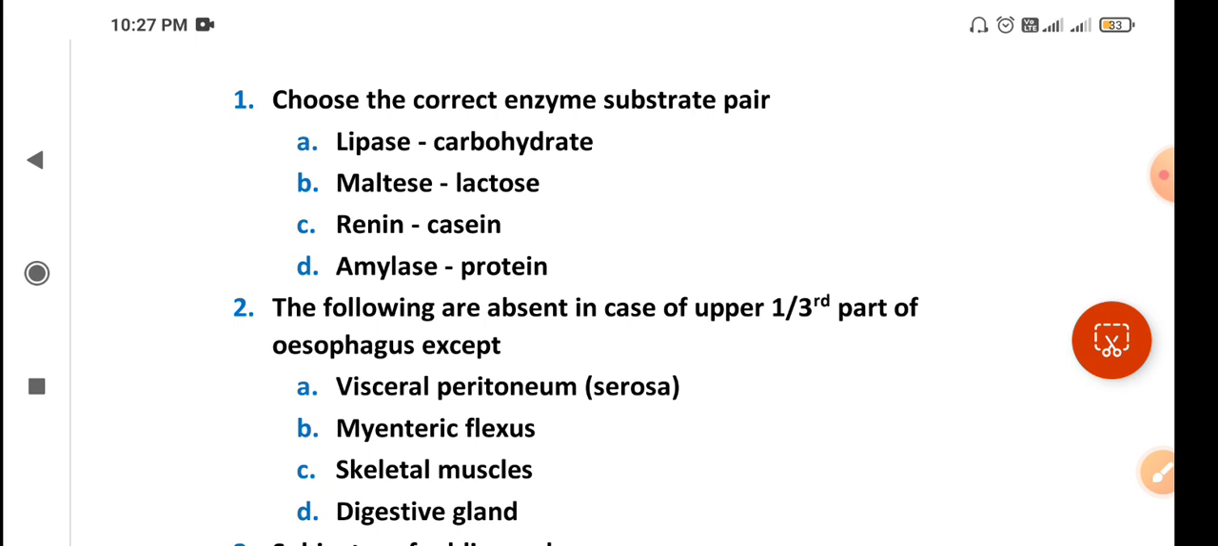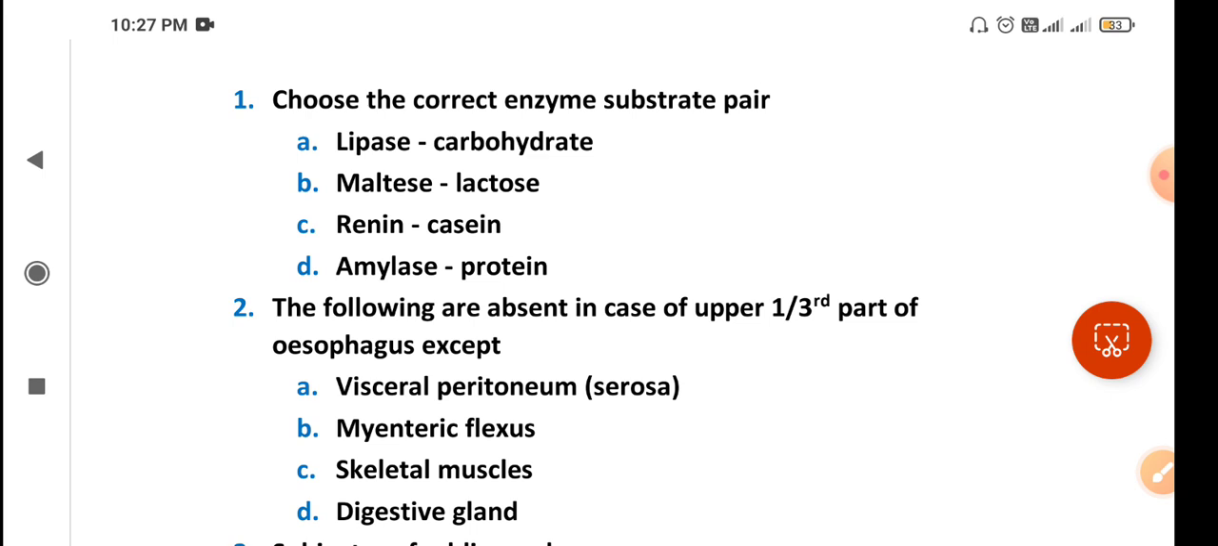The second option is maltase and lactose. No, maltase comes under disaccharidases, but it does not act on lactose. So this option is also incorrect.